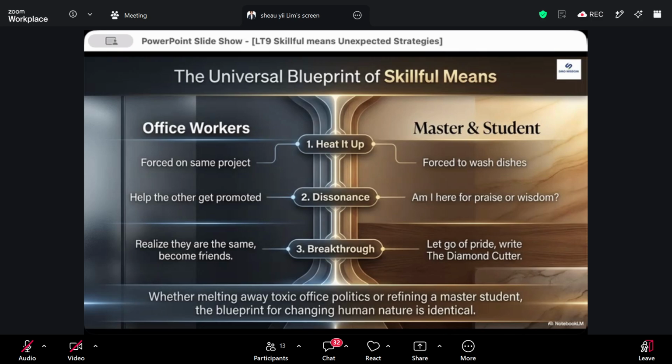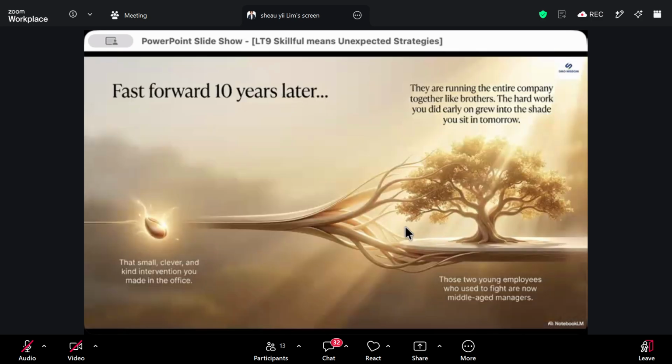So fast forward 10 years after the office story indicated in the manual. This young employee, who was 25 then, has now become a middle-aged manager, and they are doing very well in the company, and their relationship has become like a brotherhood. So these are the small clever things that we can do with our employees, or even within our team community. A little small seed that we plant will eventually become a very big tree in the future.